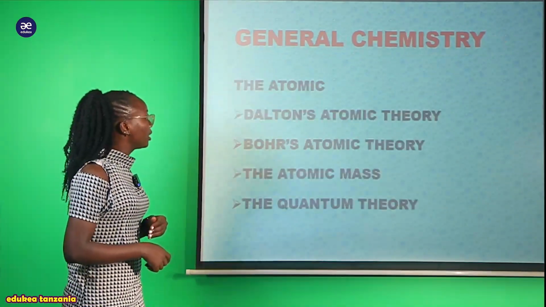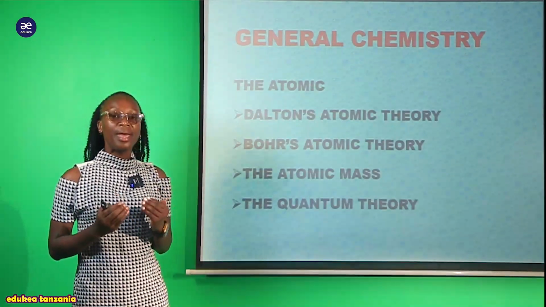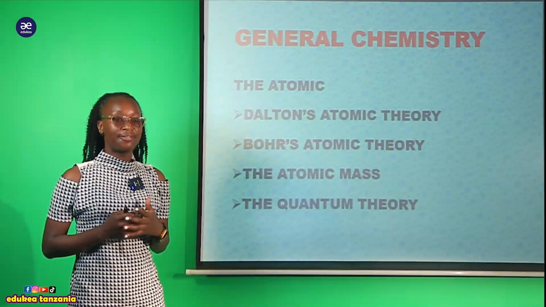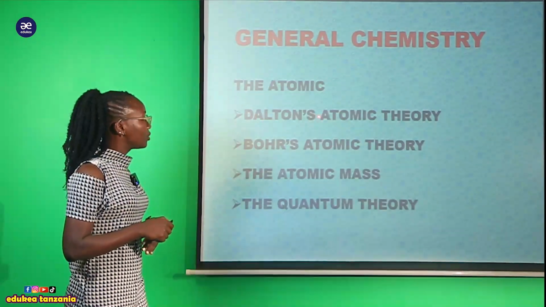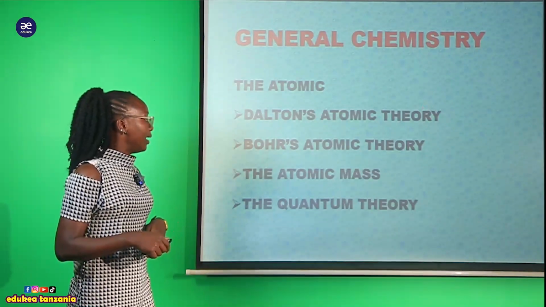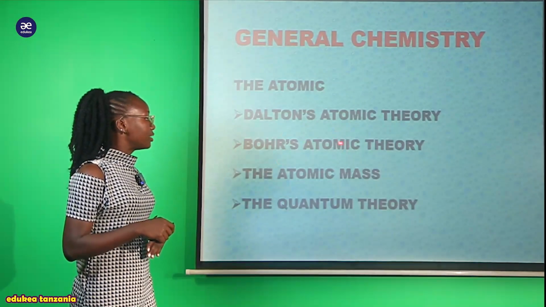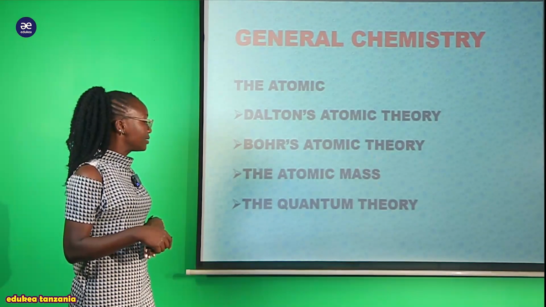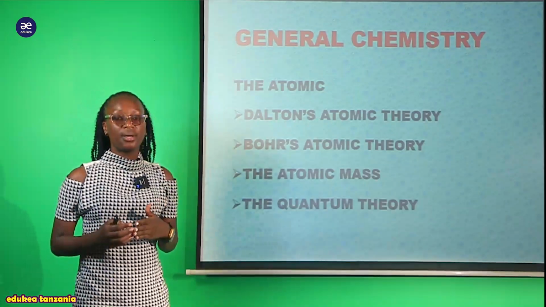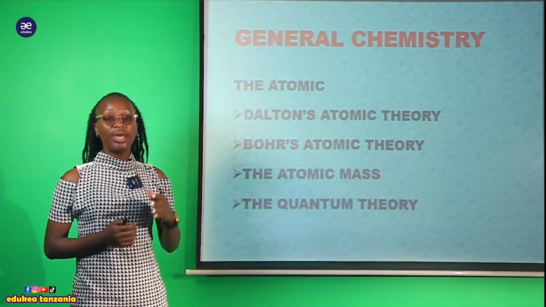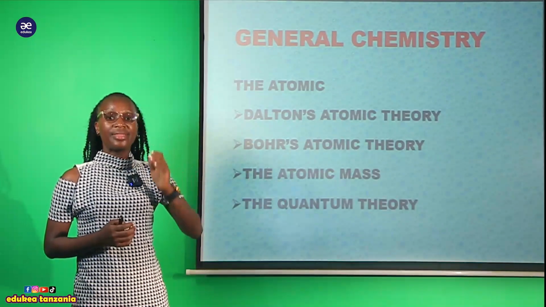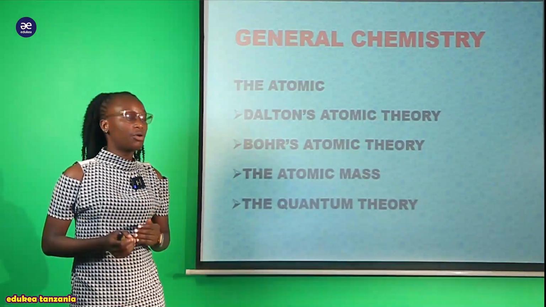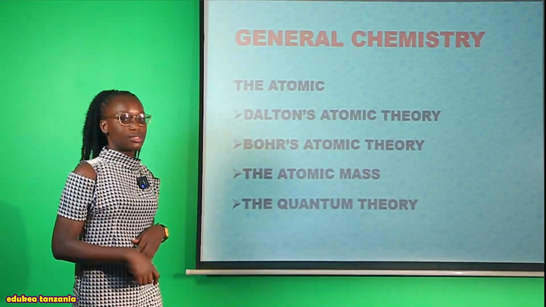And in the atomic, we are going to cover the main 4 subtopics. The first one is the Dalton's atomic theory. The second is Bohr's atomic theory. The third one is the atomic mass. And the fourth one is the quantum theory. So here in the atomic, it means that we are going to make a coverage of these subtopics.